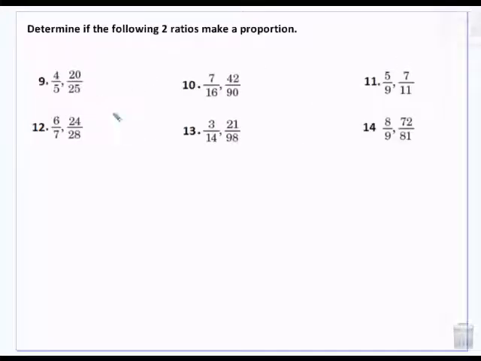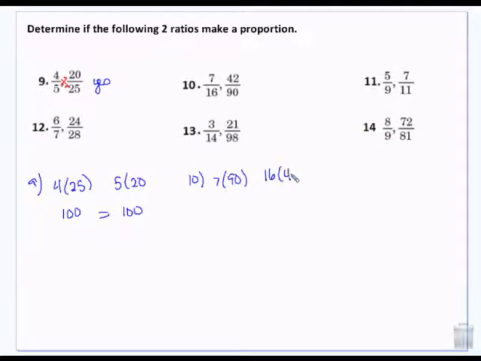Determine if two ratios make a proportion. This is where we cross multiply. So I'm going to say 4 times 25 and 5 times 20. This is 100. This is 100. Those are equal, so yes. For number 10, 7 times 90, and 16 times 42. Okay, so I have 630 and 672. These are not equal, so no.